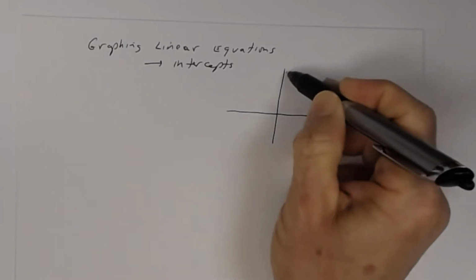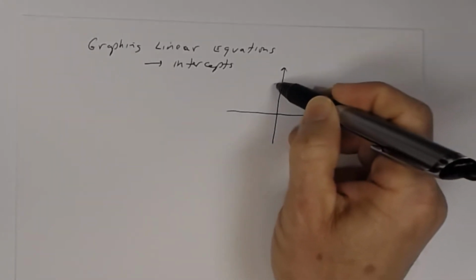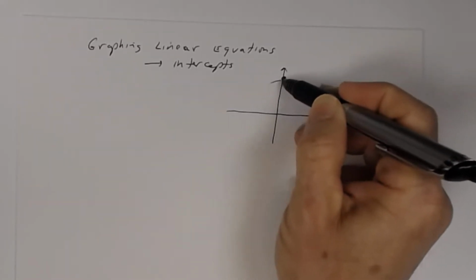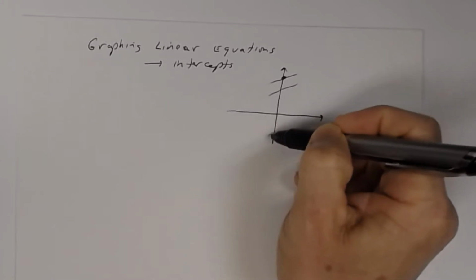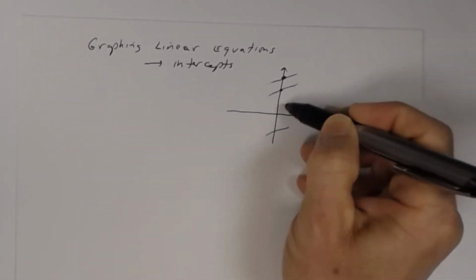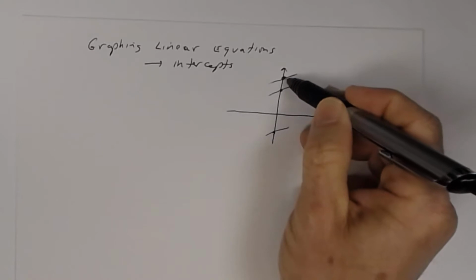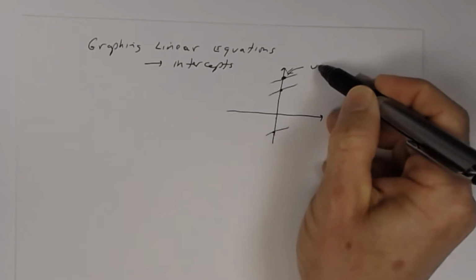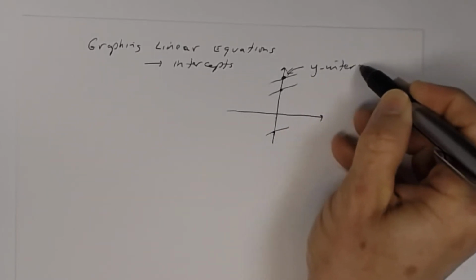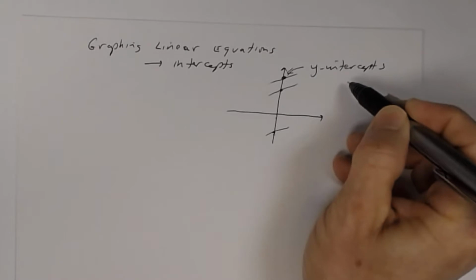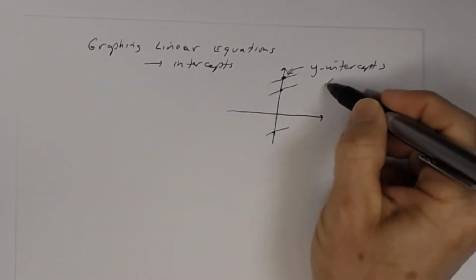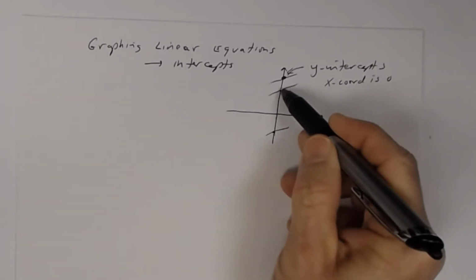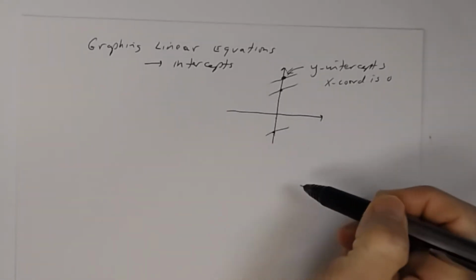So if I look at the x and y axis, and I have a graph that crosses the y-axis, no matter where it crosses the y-axis, remember from the previous lesson that these are called y-intercepts. So no matter where you are on the y-axis, the x-coordinate is 0. All along the y-axis, the x-coordinate is 0.